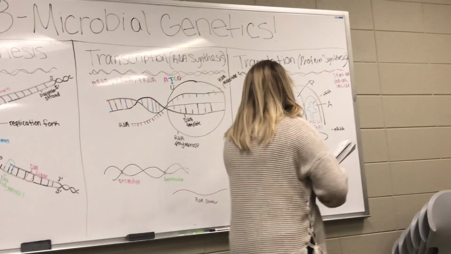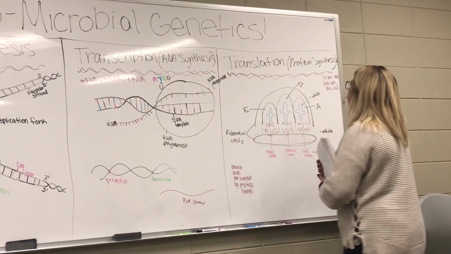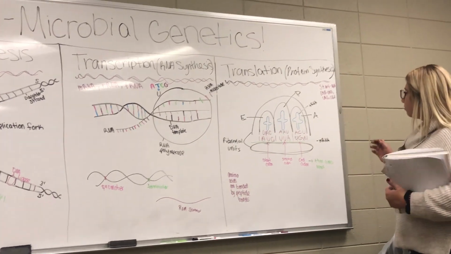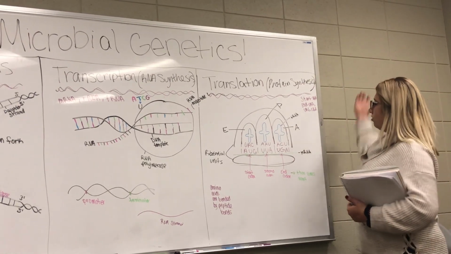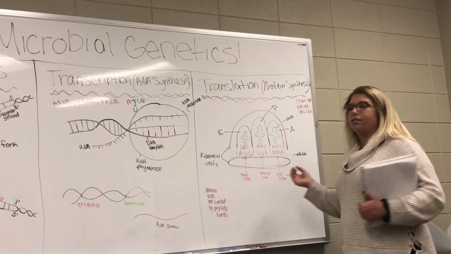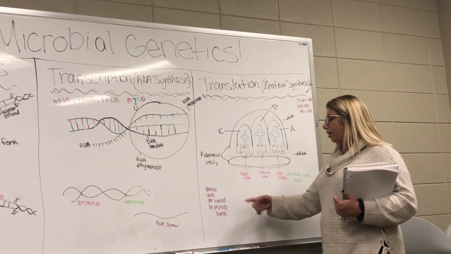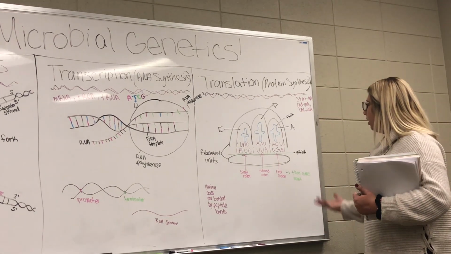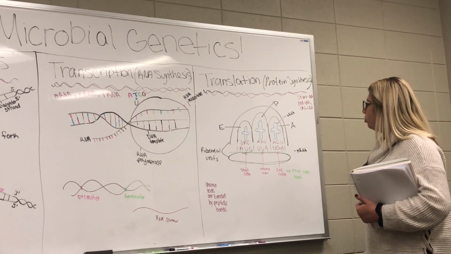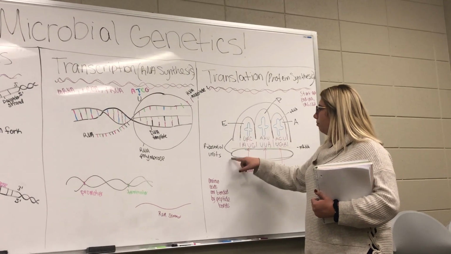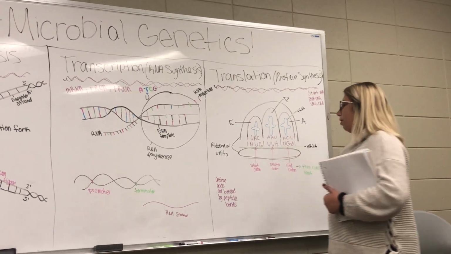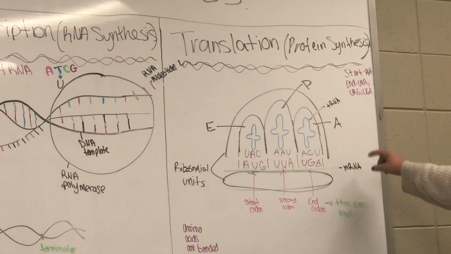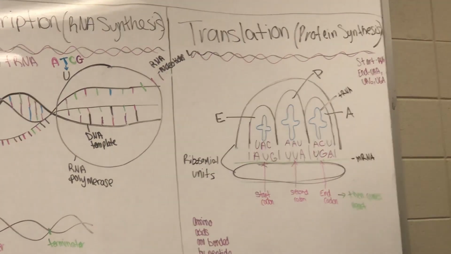And so finally is translation, and translation is protein synthesis. So what it is, it's just the making of proteins. You're using amino acids and bonding them together with peptide bonds in order to make protein chains. So these two black shapes here represent the ribosomal units, and it comes together with mRNA and tRNA.